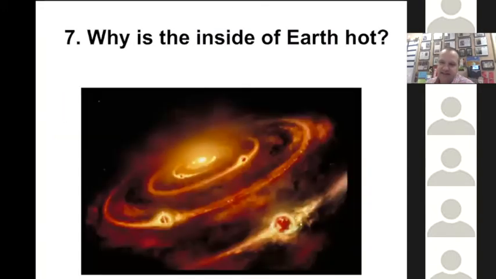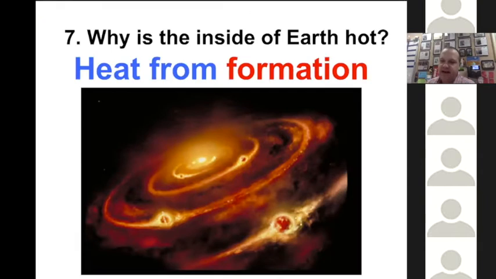Why is the inside of earth hot? Why is it hot? 4.5 billion years ago, all of the matter smashed together and it created what we call friction. It's hot. And so that's one of the reasons. It was hot from 4 billion years ago and it's still hot today.